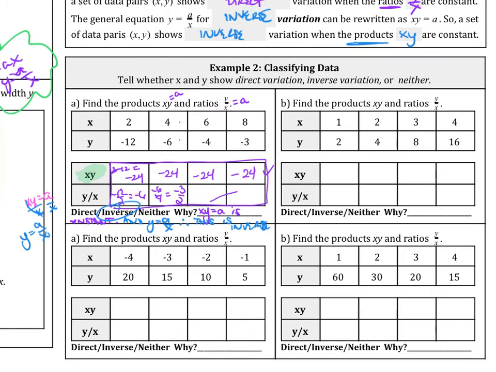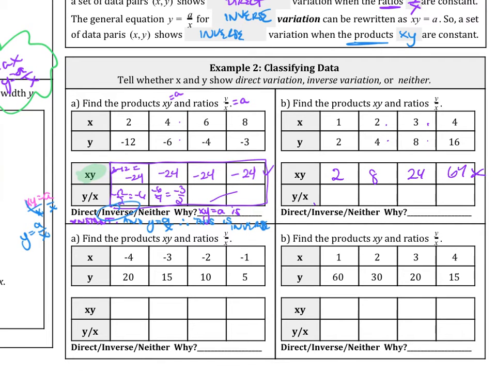So letter B: find the products x times y and the ratios y over x for these. So x times y: 1 times 2 is 2. 2 times 4 is 8. 3 times 8 is 24. And we don't have to go on. We already know that this is not constant, so that's okay.